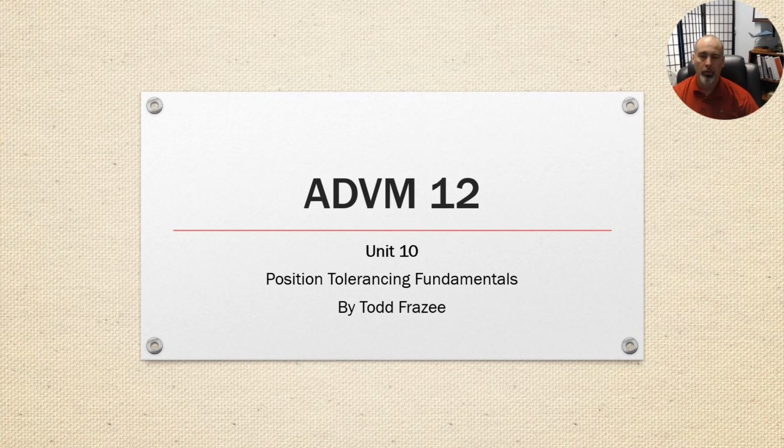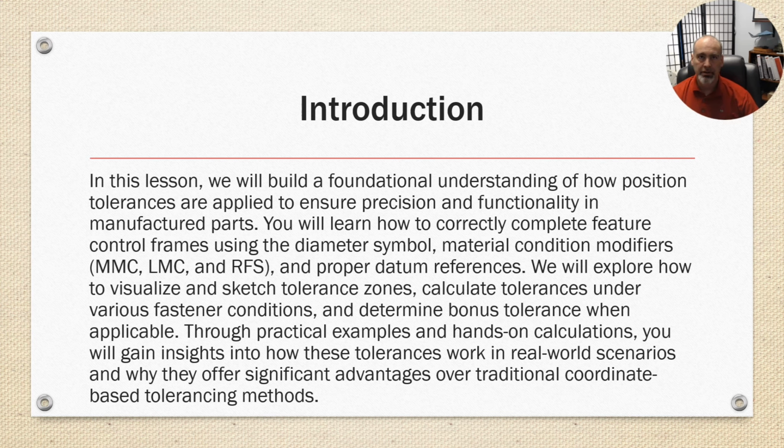Hello everybody, welcome to ADVM 12, Unit 10 lecture on position tolerancing and fundamentals. In this lesson, we will build a foundational understanding of how position tolerances are applied to ensure precision and functionality in manufactured parts. You will learn how to correctly complete feature control frames using the diameter symbol, material condition modifiers such as MMC, LMC, and RFS, and proper datum references.